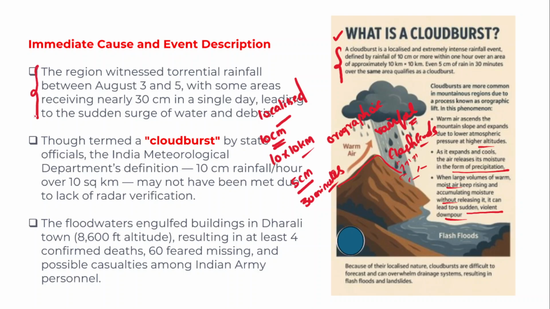Right? So the Uttarkashi region witnessed torrential rainfall over a localized area between August 3rd and 5th, with some areas receiving nearly 30 centimeters in a single day. Therefore, it led to a sudden surge in the water and the debris. Though it has been termed a cloudburst by the state officials, the Indian Meteorological Department's definition is 10 centimeters of rainfall per hour over 10 into 10 square kilometers of an area, right? So it may not have been met, due to lack of radar verification. And the flood waters immediately engulfed the buildings in Dharali town, which is at 8,600 feet altitude, resulting in at least 4 confirmed deaths and 60 feared missing, and possible casualties among Indian Army personnel as well.